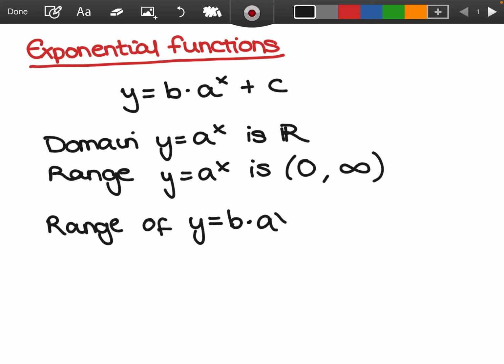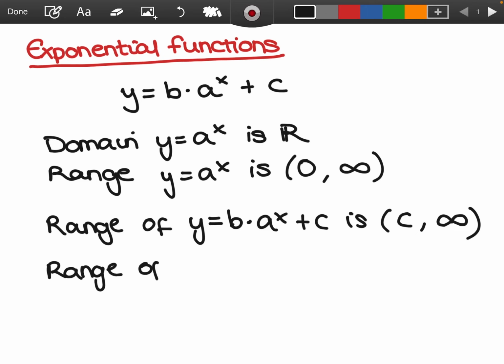So our range of y is equal to b multiplied by a to the x plus c is going to be c up to infinity, because c is now going to be where our horizontal asymptote is. If it's negative, like I said, we're going to move it down. If c is positive, we'll move it up. But still, that is going to be our range for this particular function.